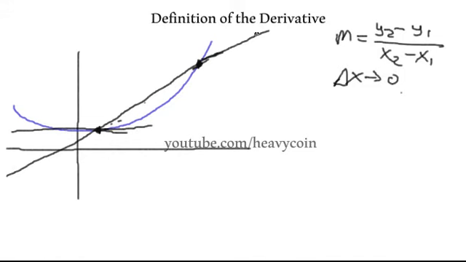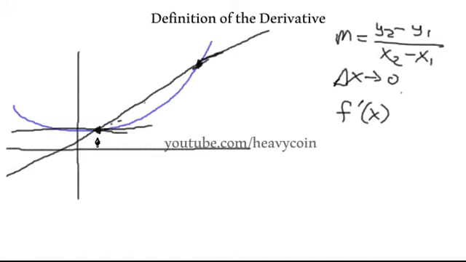But this line we have a name for. This is the secant line. Okay? This line here is the tangent line. And to find the slope of the tangent line, we're going to need to find f prime of x, because f prime of x is going to give us the slope of this line right here.